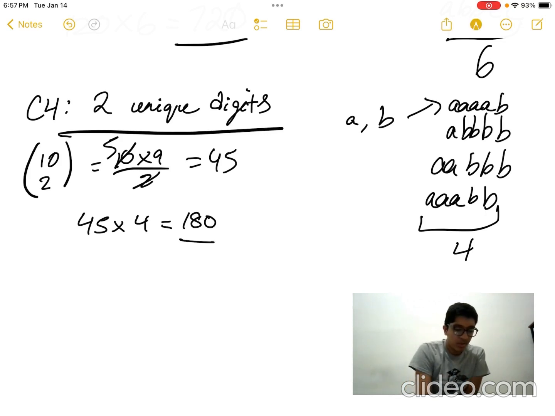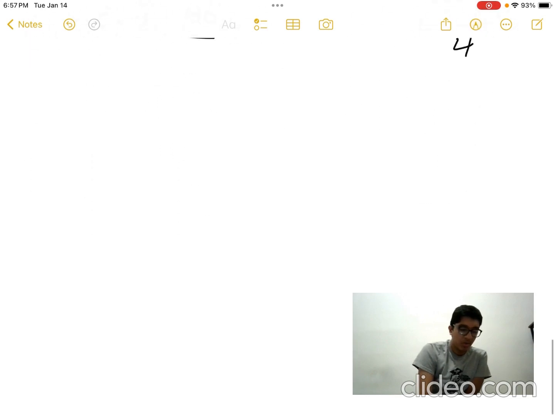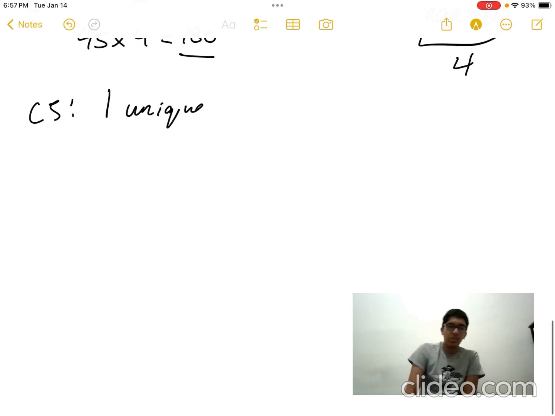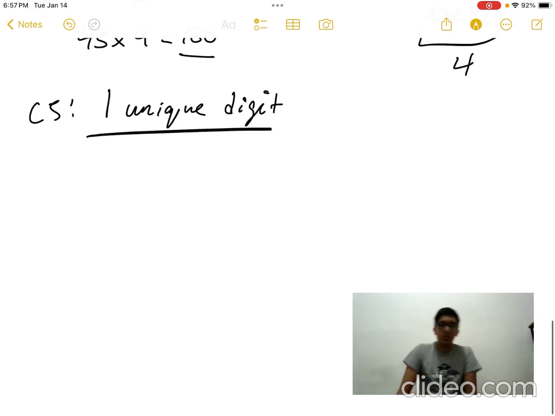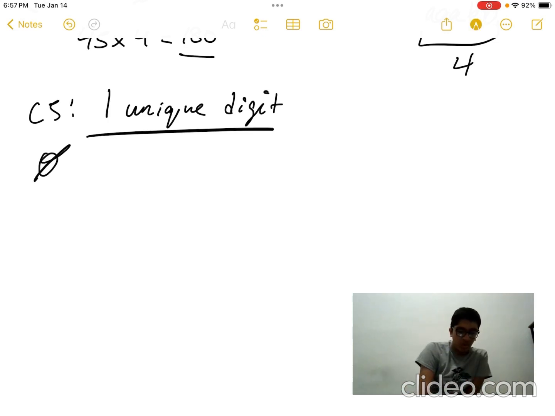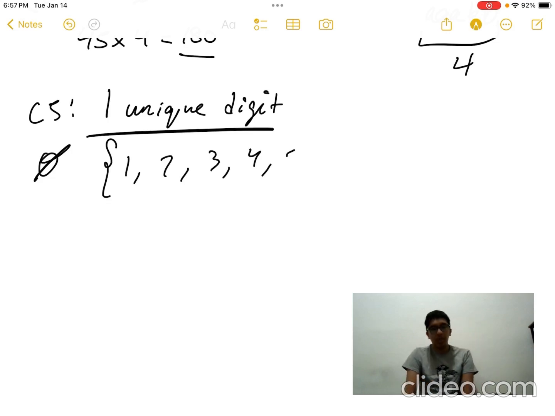All right, and then our last case, we have 1 unique digit, right? If we have 1 unique digit, we can't have 0 because we can't have a 5-digit number that starts with 0. So any of our unique digits can be from 1 through 9. And for each digit, there's only one way to make a 5-digit number, using only that digit. So there's just 9 ways in this case.